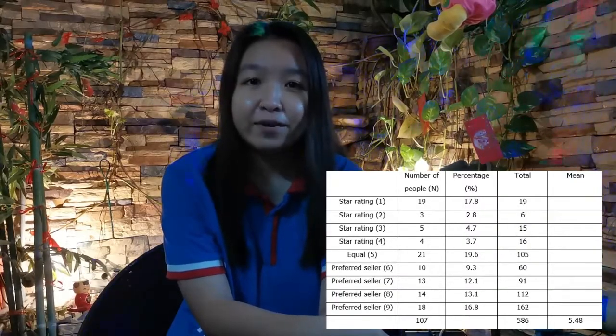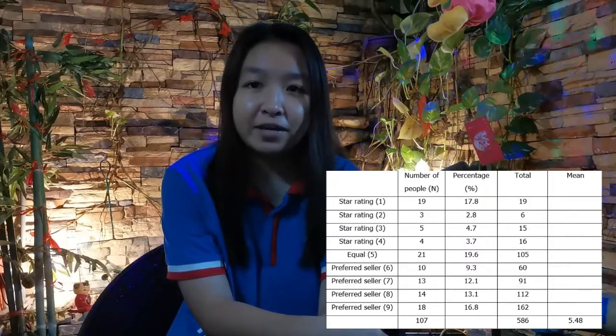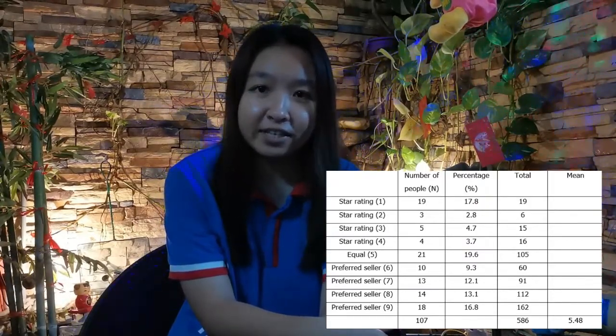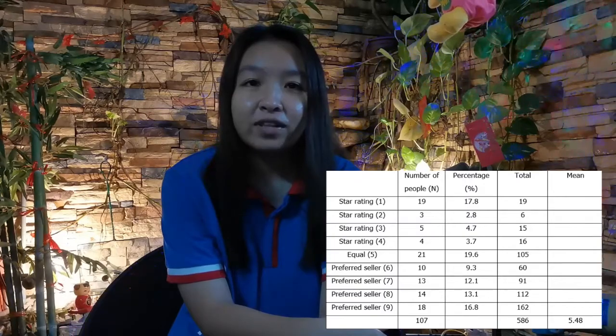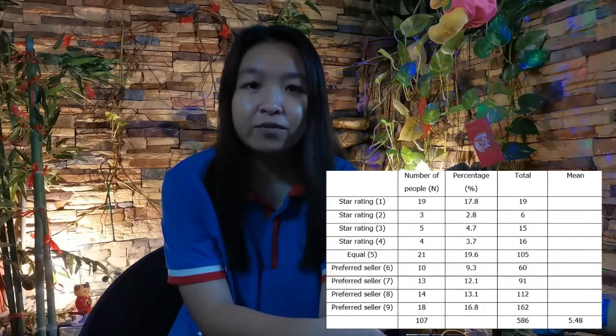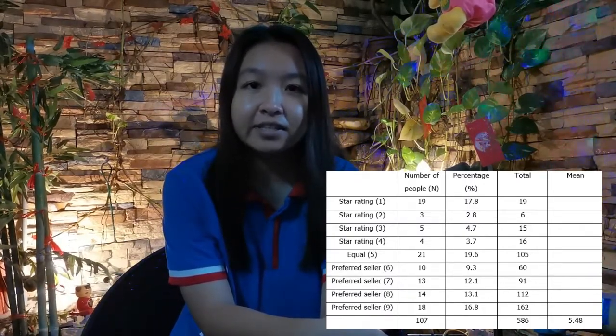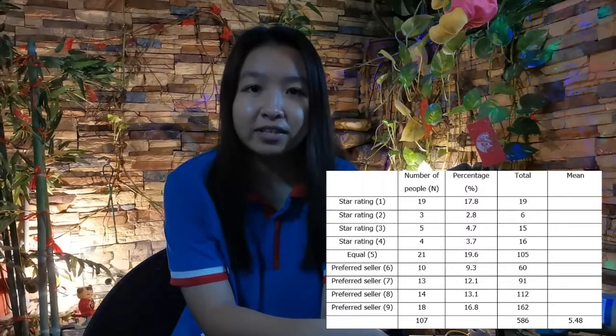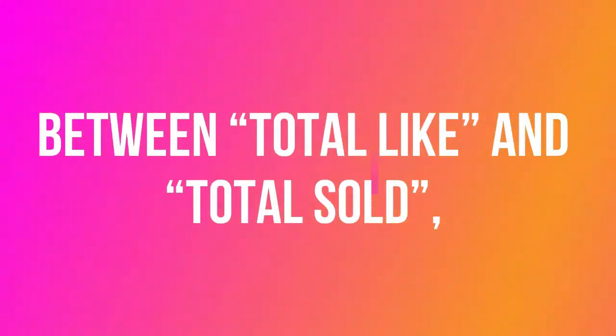Preferred seller affects respondent purchase behavior more compared to star rating. 55 out of 107 respondents vote for preferred seller and 31 vote for star rating. Star rating affects respondent purchase behavior more compared to total follower. 50 out of 107 respondents vote for star rating and only 38 vote for total follower.